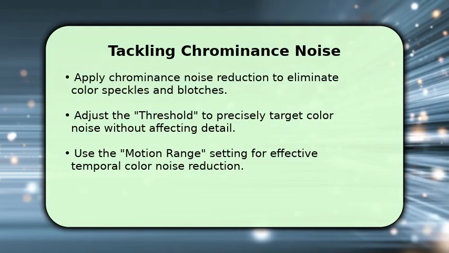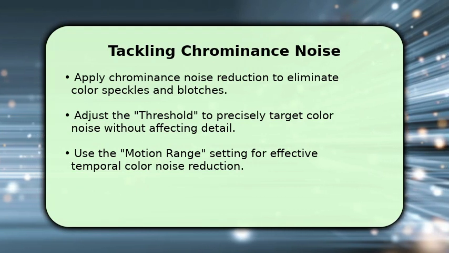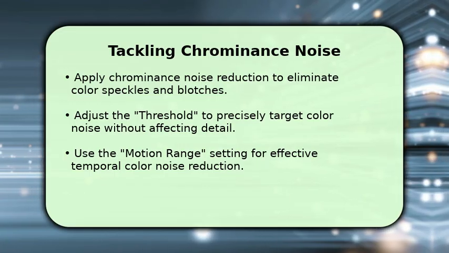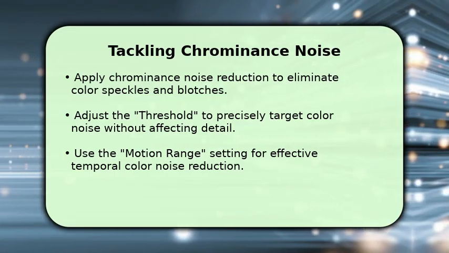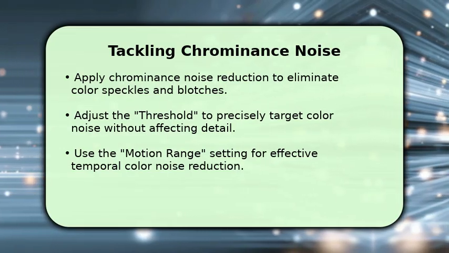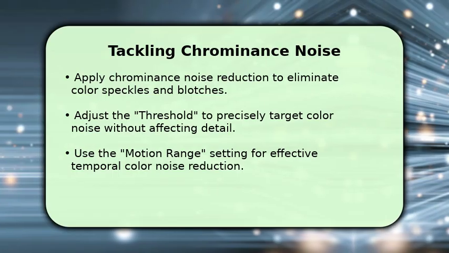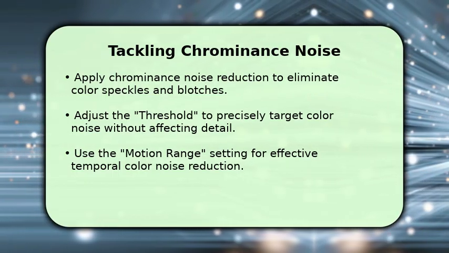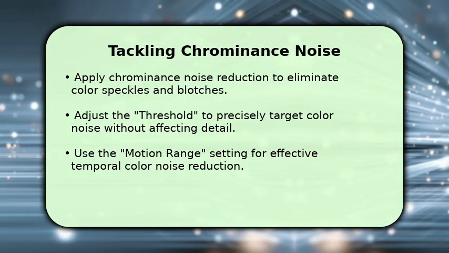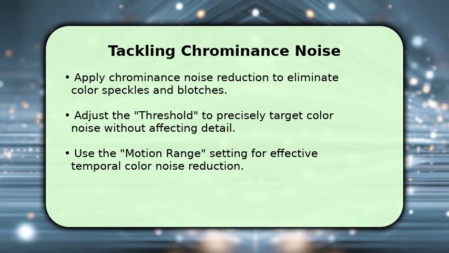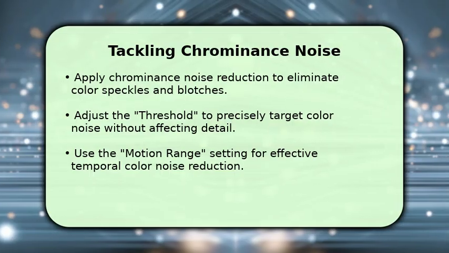Now, let's tackle chrominance noise, which often appears as distracting color blotches. In the same noise reduction panel, switch to the chrominance controls. Adjust the threshold here to precisely target and remove those unwanted color speckles without desaturating your image. The motion range setting is crucial for temporal chrominance noise reduction, helping to smooth out color inconsistencies across your video. Aim for a clean, natural color rendition.